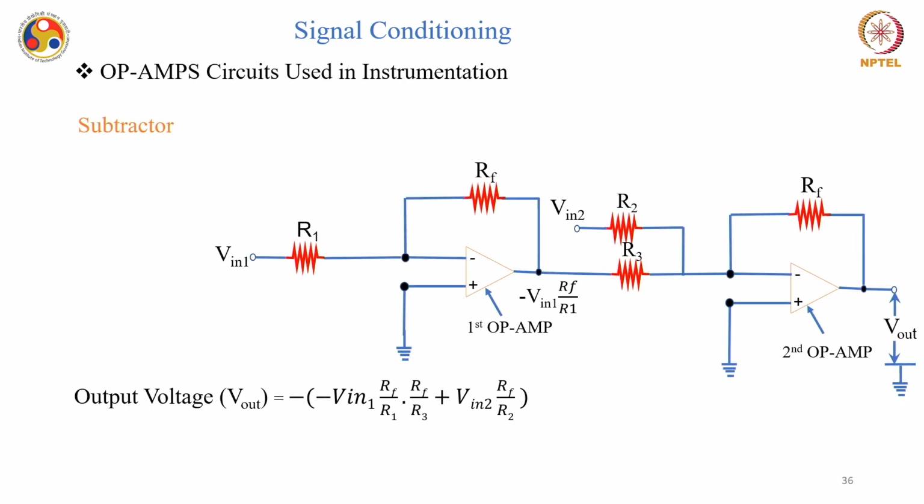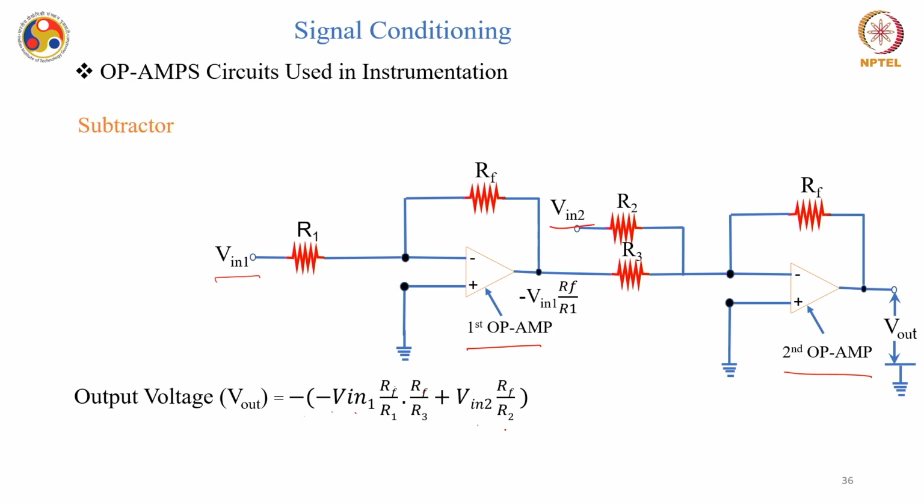Similarly, you can use it to make a subtractor. This is one of the examples of a subtractor, and you can see that this is the first op-amp, this is the second op-amp, and using different resistances in different configurations you can develop a subtractor. The first input is here and the second input is here just before the second op-amp, and the output voltage in this case can be given as minus V in 1 RF by R1 into RF by R3 plus V in 2 RF by R2.